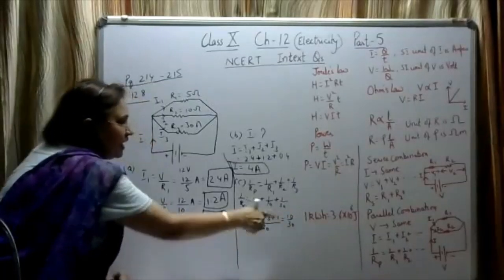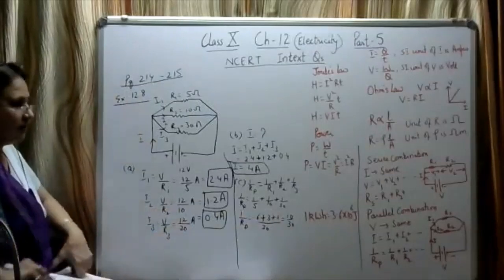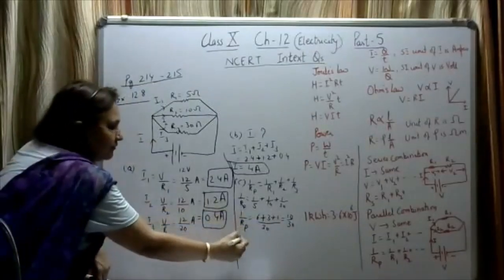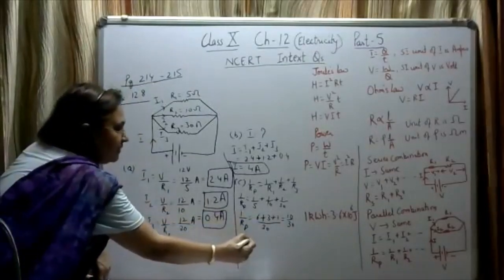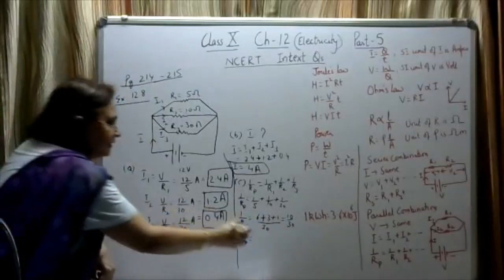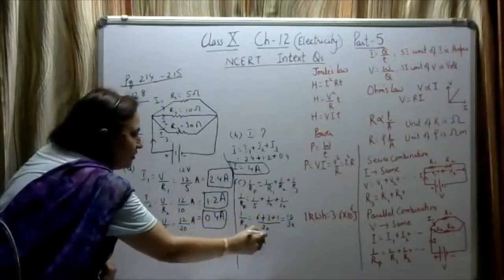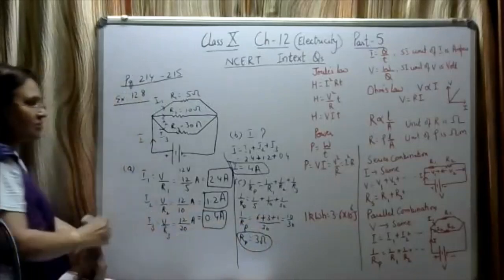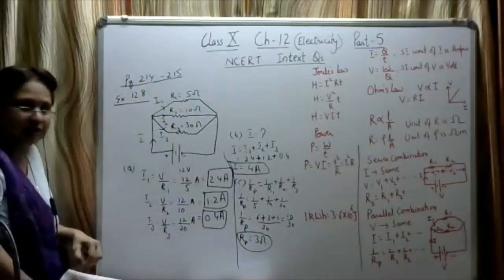So 1 upon Rp is 10 by 30. Finding the reciprocal of both the sides, Rp will be equal to 30 upon 10, that is, it is equal to 3 ohms. So the equivalent resistance is equal to 3 ohms for this circuit.